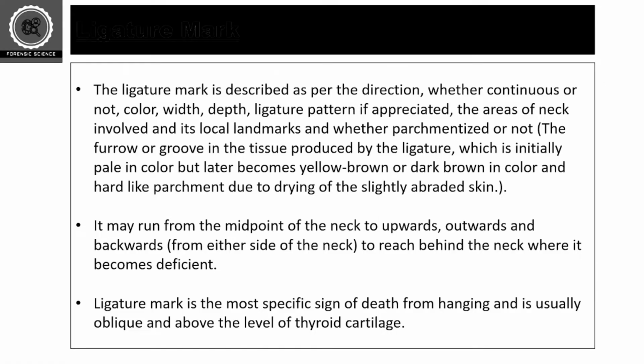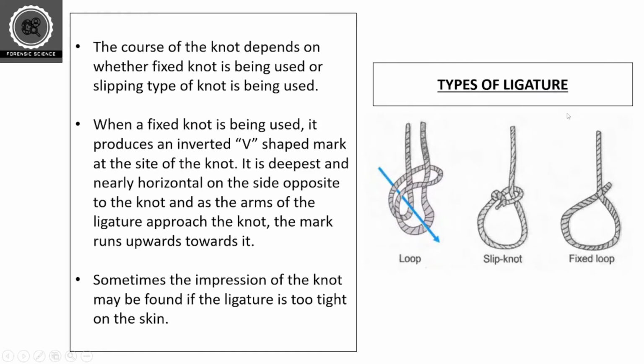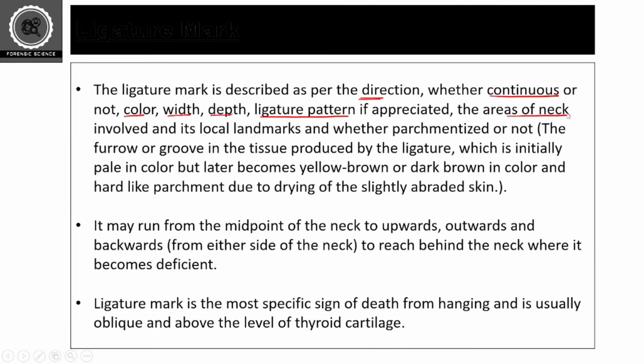We can identify the type of ligature mark according to the direction. We look at whether the ligature mark is continuous or discontinuous, what is the color of that ligature mark, what is the width, the depth, the ligature pattern if present, and how the area of the neck looks. After that, if there are some local landmarks, we will identify them.